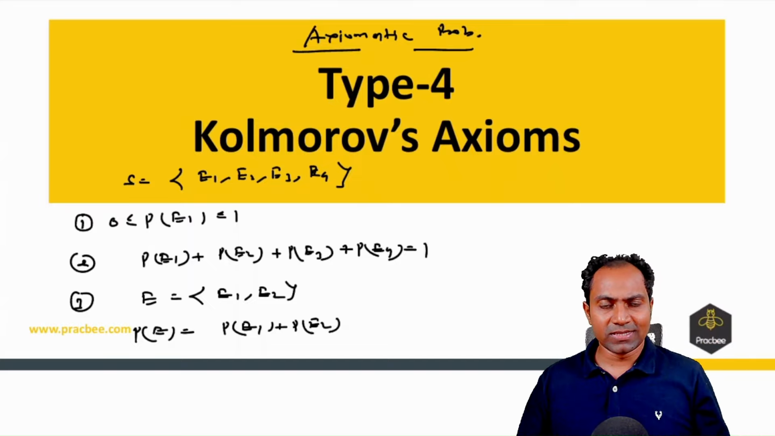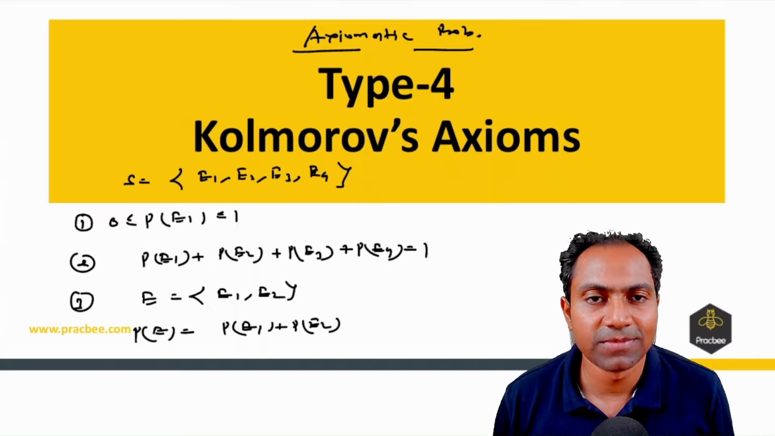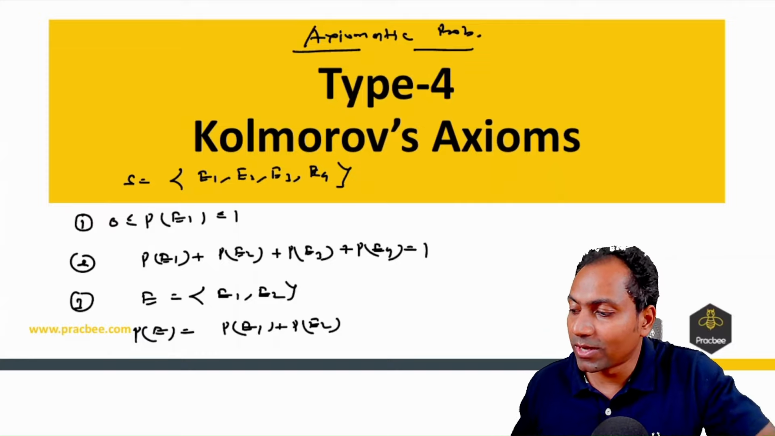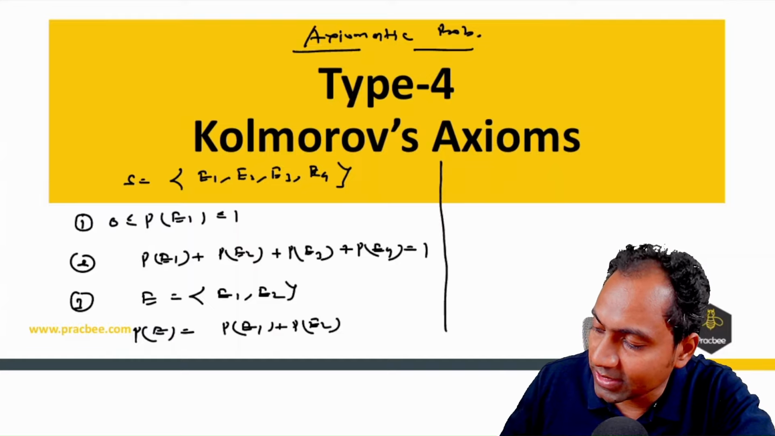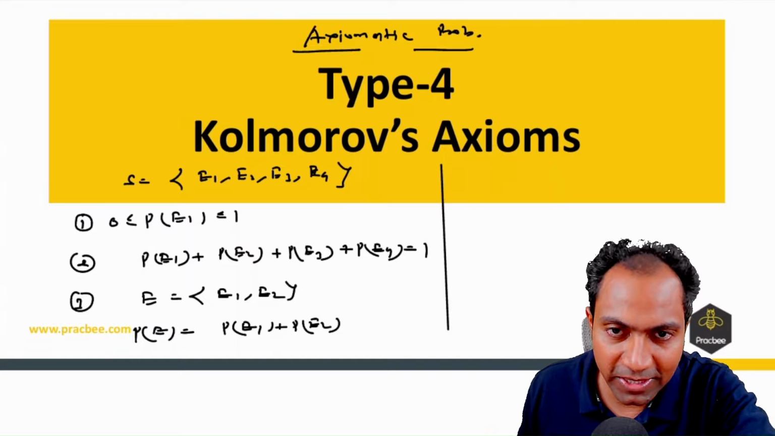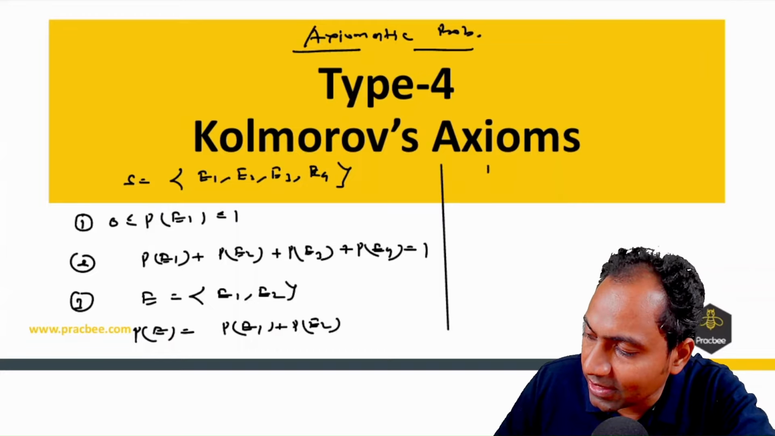Now the question arises: okay sir, I have got the 3 basic axioms, but why do we need them? We need these axioms in order to calculate probability in those cases when events are unequally likely. What does that mean? It means, for example, if I have a biased die or a biased coin.